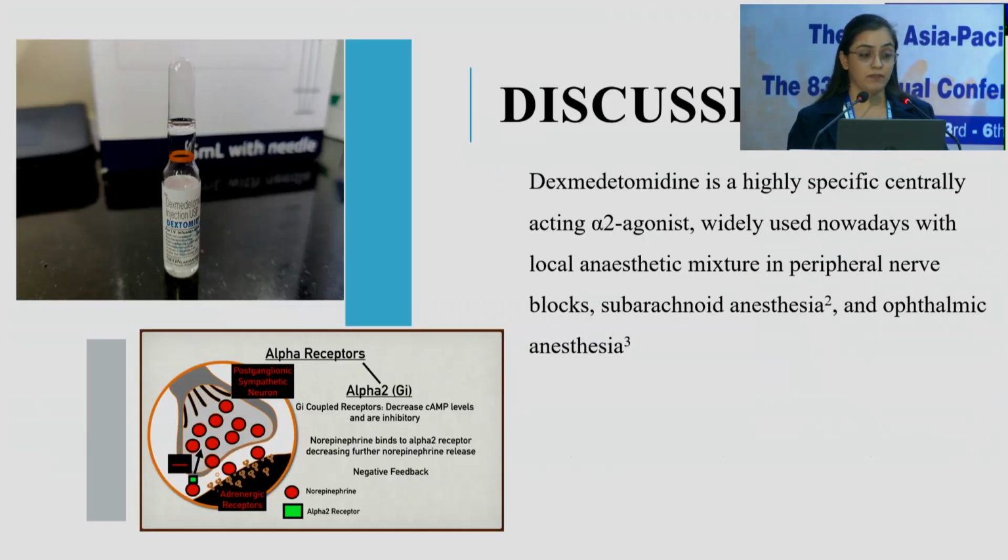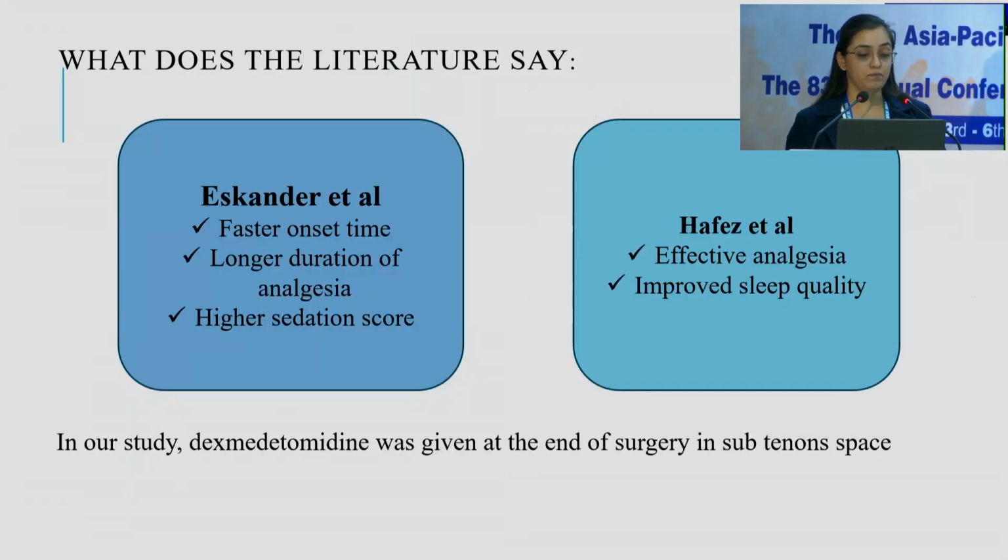Coming to the discussion, dexmedetomidine is a highly specific centrally acting alpha-2 agonist, widely used nowadays with local anesthetic mixtures in peripheral nerve blocks, subarachnoid anesthesia and ophthalmic anesthesia. So what does the literature say? A study conducted by Eskander et al. concluded that with dexmedetomidine, local anesthesia had a faster onset, longer duration and a higher sedation rate. Hafez et al. also concluded the same results. But in our study, dexmedetomidine was given at the end of the surgery in the subtenon space.